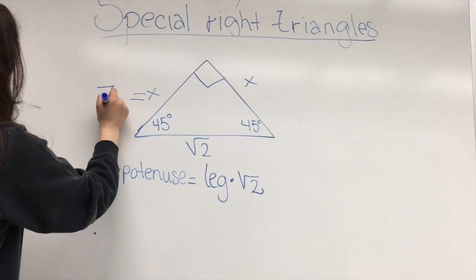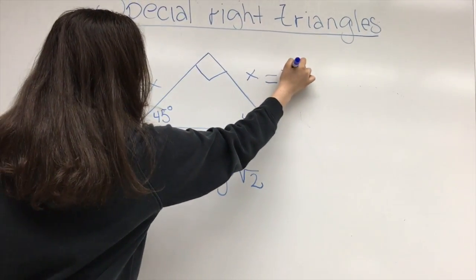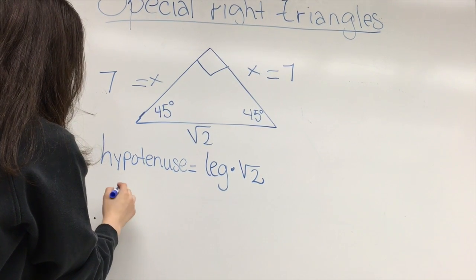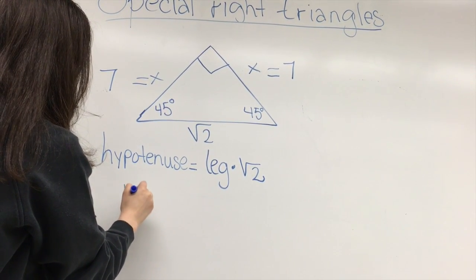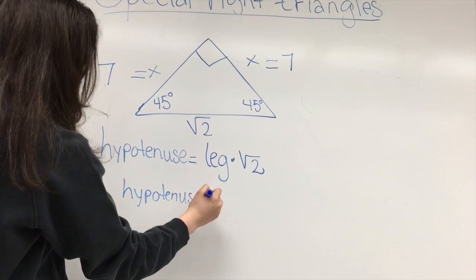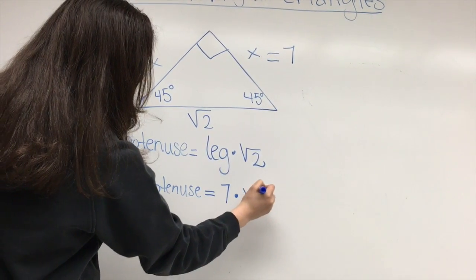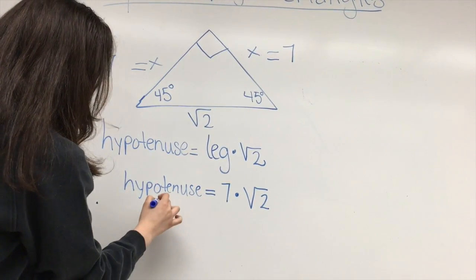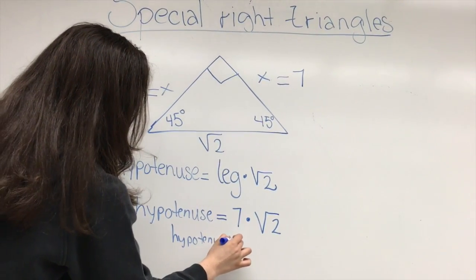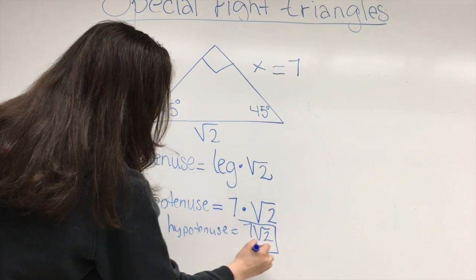Now let's do an example of the 45-45-90 triangle. You have the special right triangle where one leg equals 7 and the hypotenuse is x. Now let's find x. We're going to use the 45-45-90 triangle theorem, which says that the hypotenuse is equal to the leg times the square root of 2. Then we substitute our given values, and that gives us x equals 7 square root of 2.